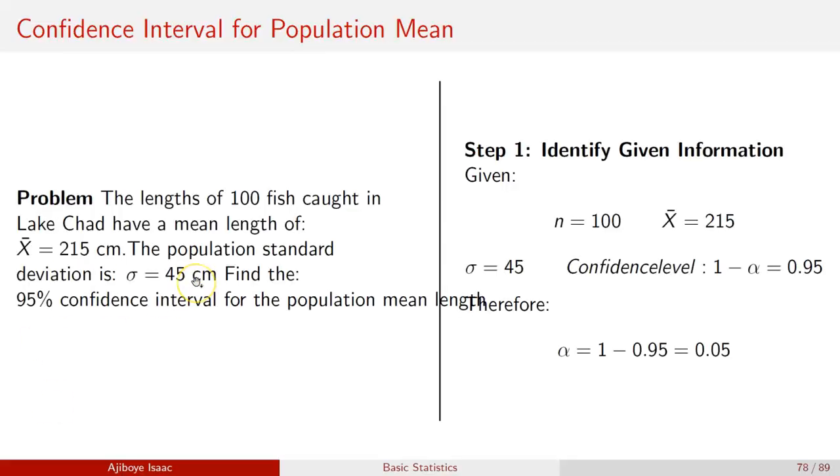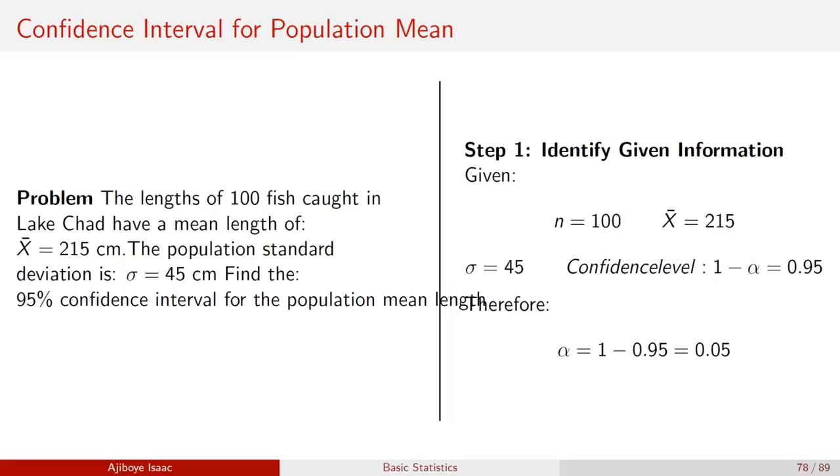So we look at confidence interval, and this is one of the important concepts in statistics because point estimates sometimes have biases. To understand how confidence interval is constructed, we'll look at this example. The length of 100 fish caught in Lake Chad have a mean length of 215 centimeter. The population standard deviation is 45 centimeter. Find the confidence interval for the population mean length of fish.